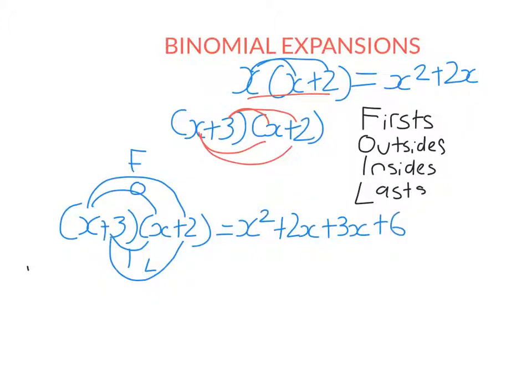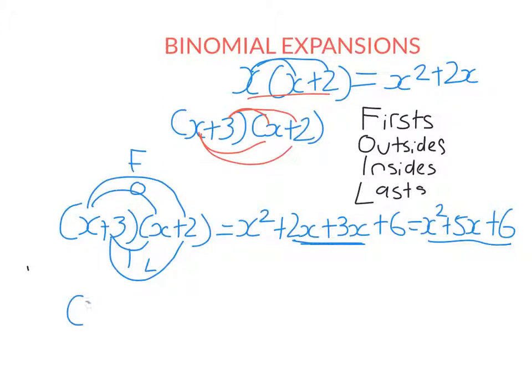Now, please make sure you don't make any silly mistakes with like terms. The only like terms in this expression are these two. 2x plus 3x equals 5x. It does not equal 5x squared. So to simplify this, x squared stays because it has no like terms. 2x plus 3x gives me 5x, and the 6 stays because it has no like terms. This is my final answer. Notice there are no brackets.